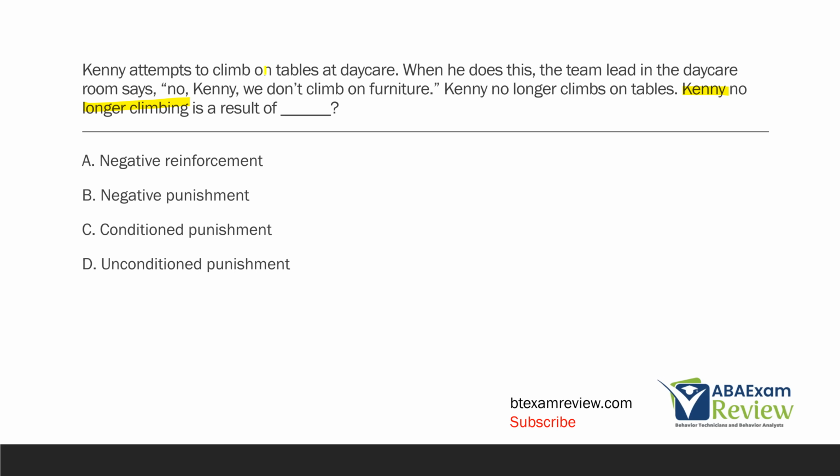In this case, Kenny climbs on tables. As a result, the team lead in daycare says, "No, Kenny, we don't climb on furniture." So the team lead is reprimanding or redirecting or instructing Kenny, however you want to say it or see it, as a consequence of him climbing on furniture. She's adding this verbal reprimand or correction as a consequence. So when we add a consequence, we consider that positive. And since it's decreasing Kenny's behavior, to me, this looks like positive punishment.